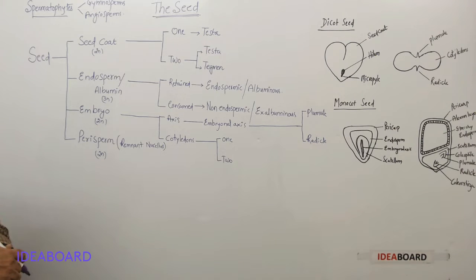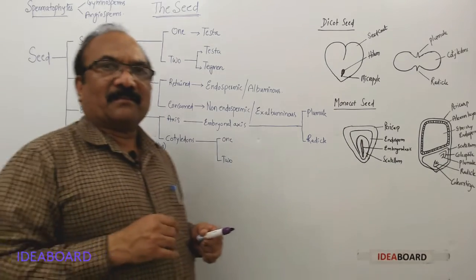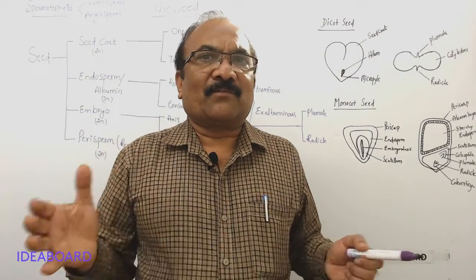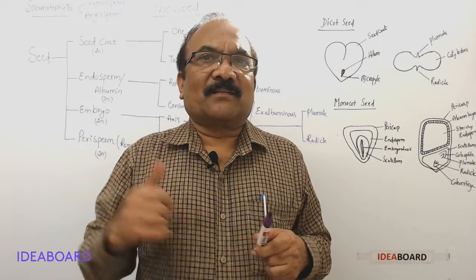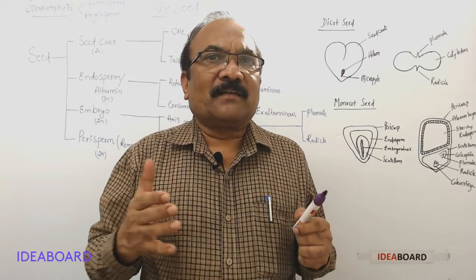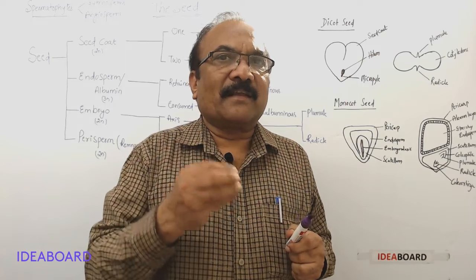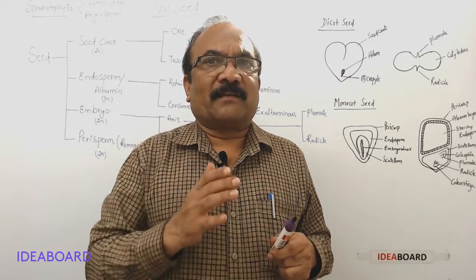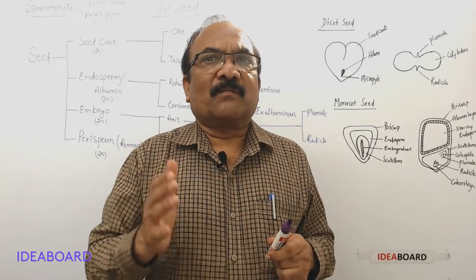So, gymnosperms will produce only seeds, meaning their seeds are not covered by the fruit. That's why the seeds are naked seeds without fruit. That's why the technical term itself indicates they are naked seeded plants. Gymnos means naked, spermos means seed.